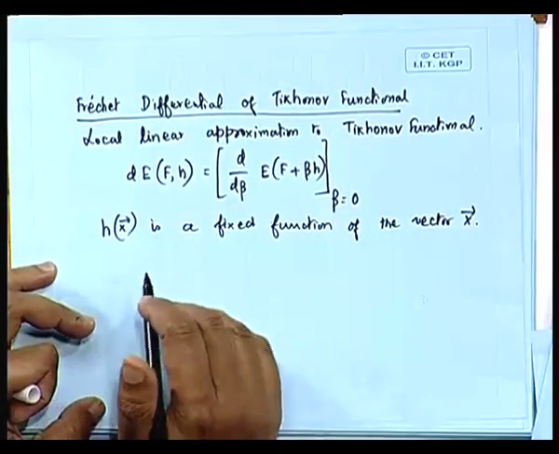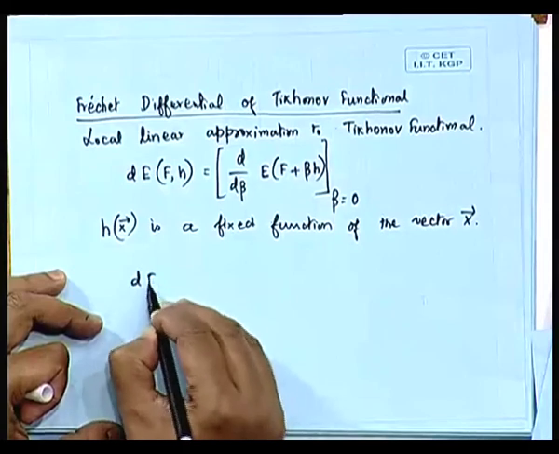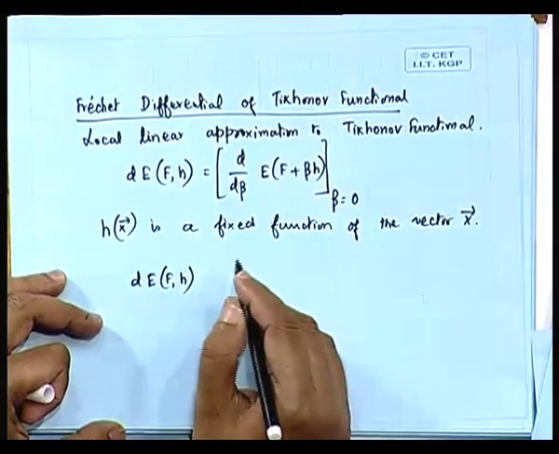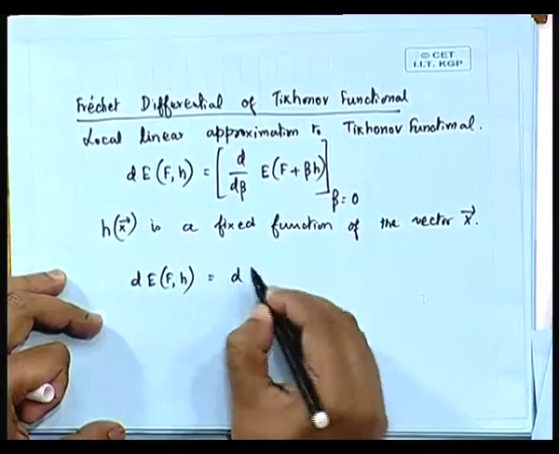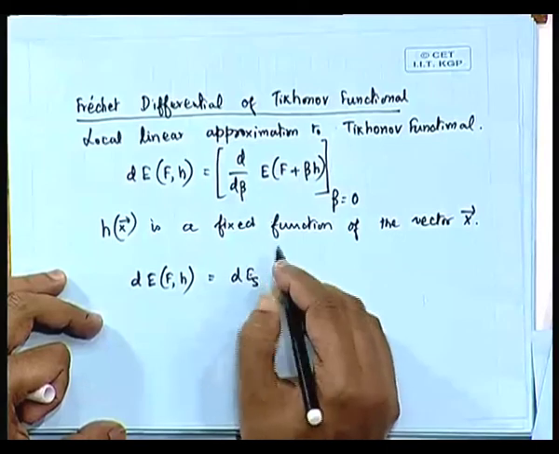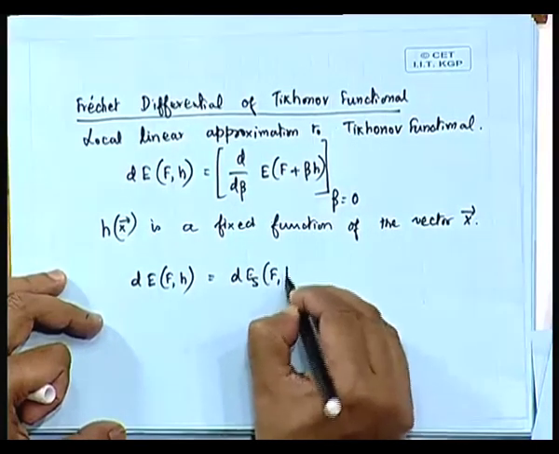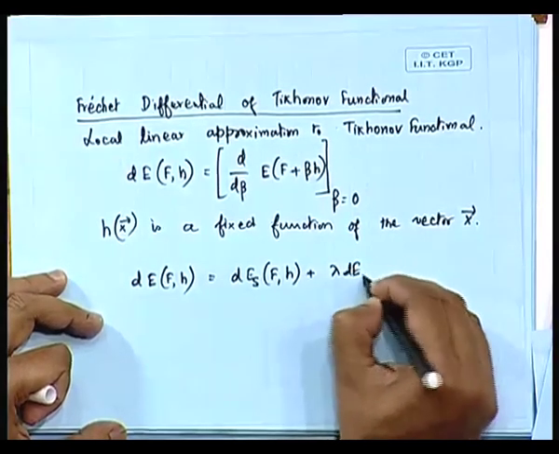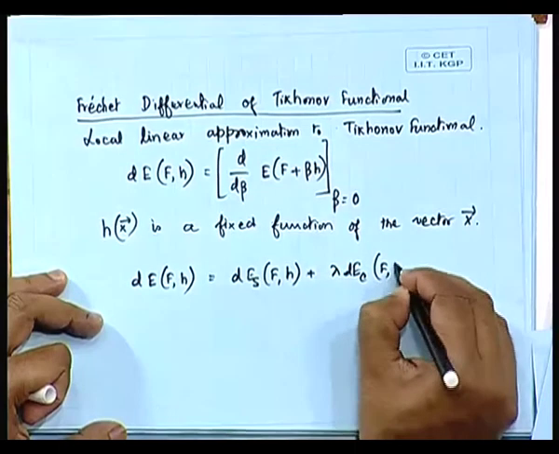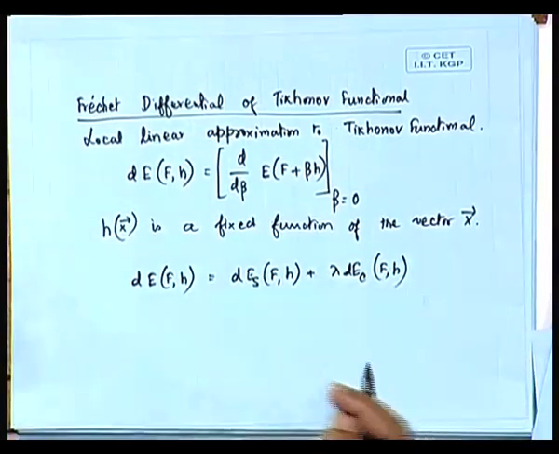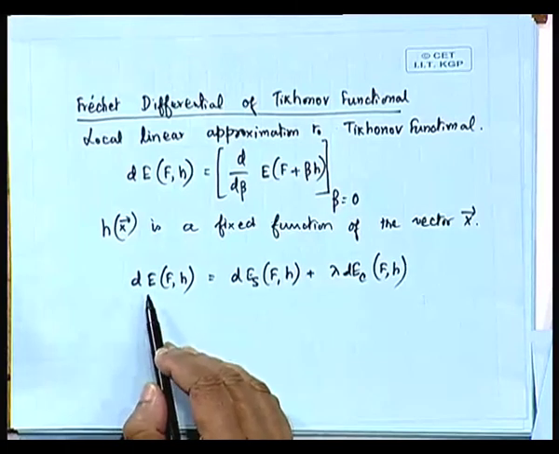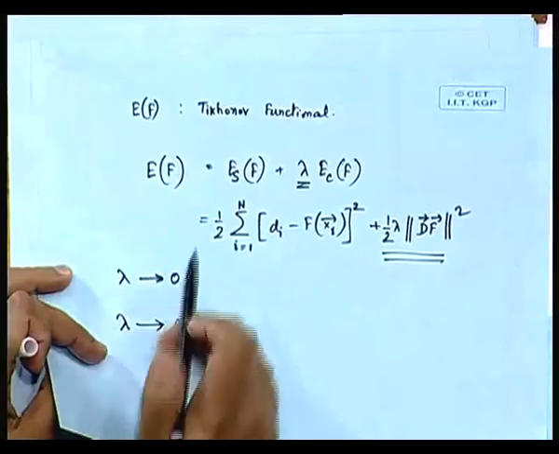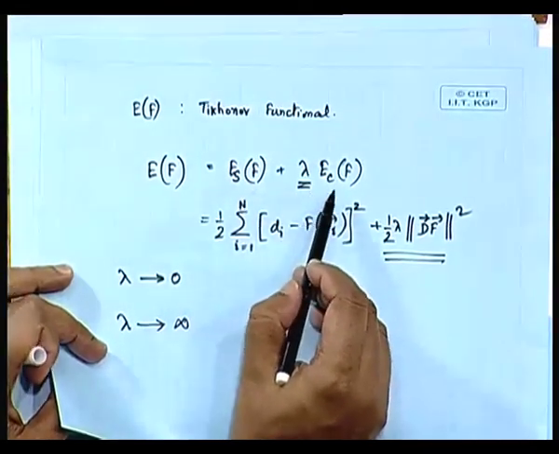So, the necessary condition for that is that d E, the differential of E expressed with arguments f comma h, should be equal to the differential d E_S of f comma h, plus lambda times d E_C of f comma h. You understand that this is very clear, that we are writing the old equation only, that is to say E of f is equal to E_S of f plus lambda E_C of f.